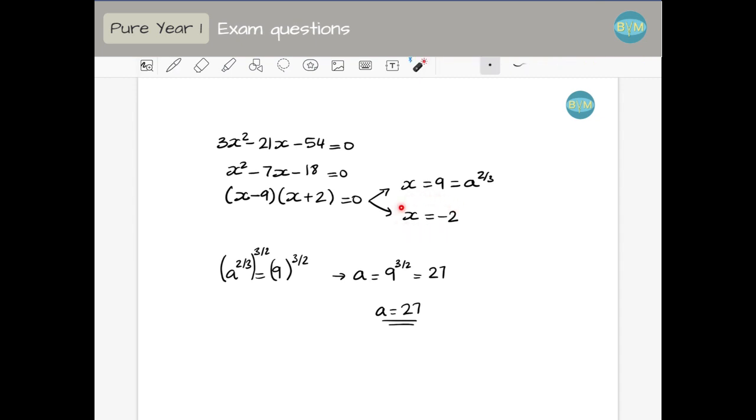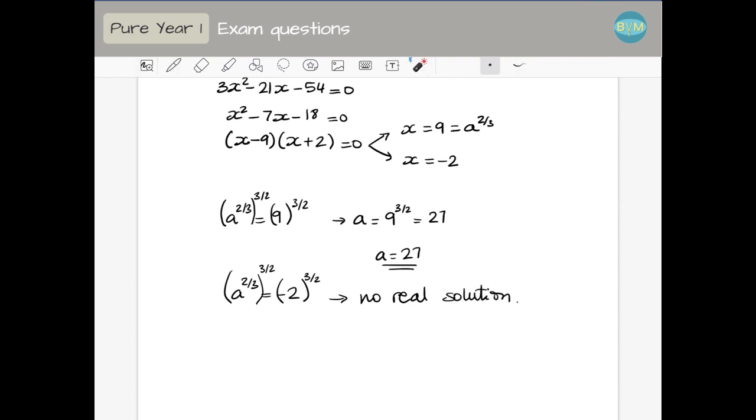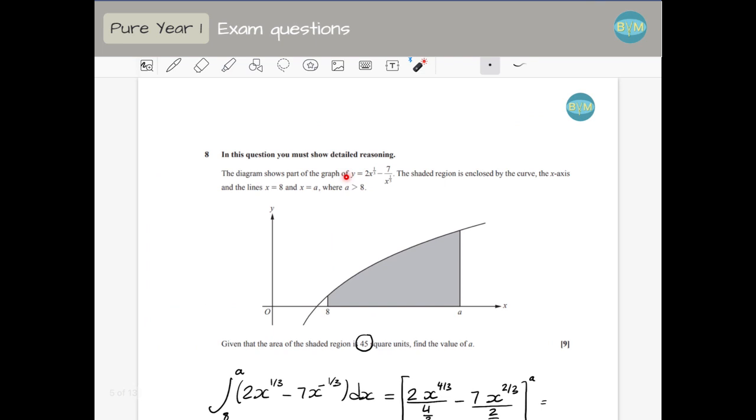It's the only possible value, because if I do the same with x equals minus 2, I will have A to the power of 2/3 equals minus 2. I will have to do the square root of minus 2, which is not possible. So this one gives no real solution. And if it had given a positive number, I would have had to check which one is greater than 8, because I'm looking for an A that is greater than 8. It will help you to decide anyway. And that's all with this question.